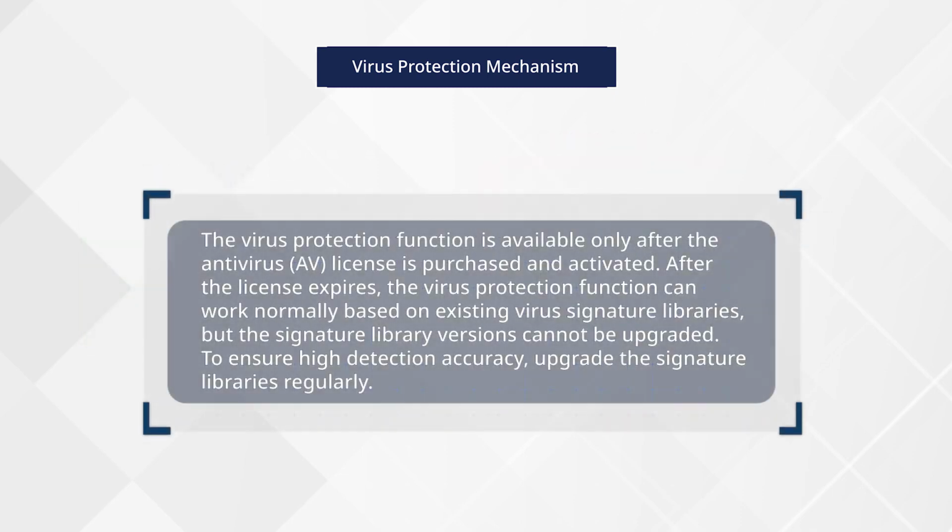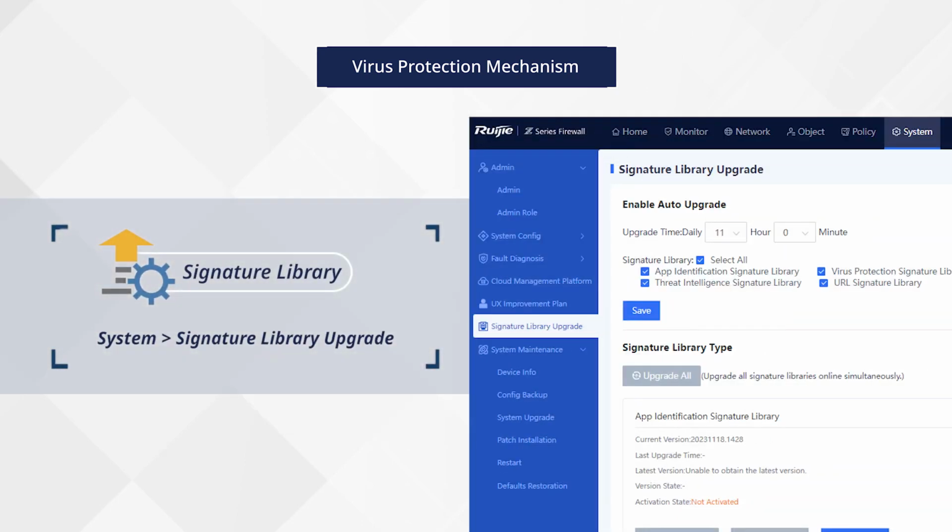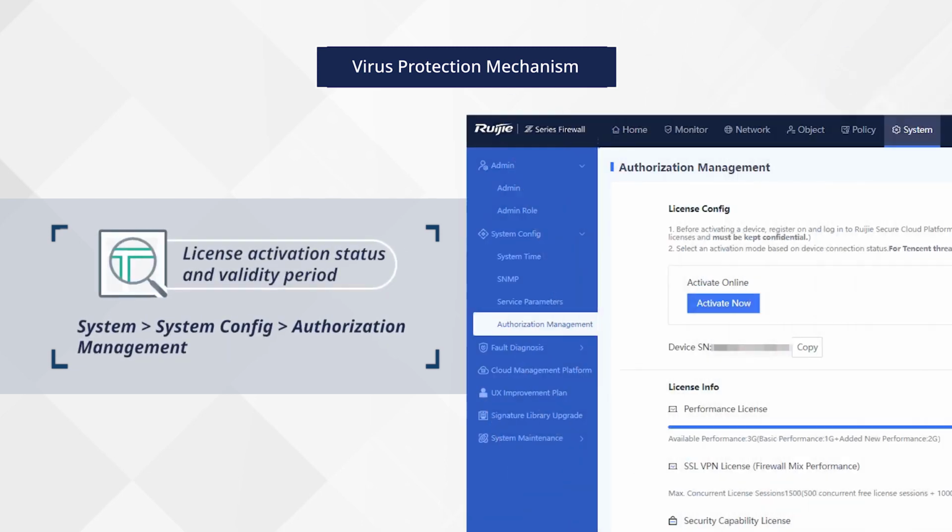The virus protection function is available only after the antivirus (AV) license is purchased and activated. After the license expires, the virus protection function can work normally based on existing virus signature libraries, but the signature library versions cannot be upgraded. To ensure high detection accuracy, upgrade the signature libraries regularly. To upgrade the signature library, choose System > Signature Library Upgrade. To view the license activation status and validity period, choose System > Config > Authorization Management.